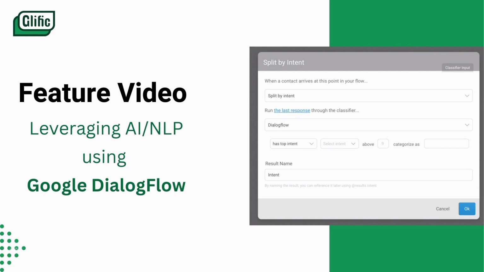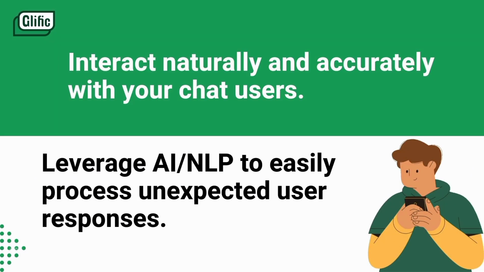In this feature video, we will understand how to use the split by intent node to enable natural language processing (NLP) in Glific. This feature enables your users to chat with your bot just as they would with any person and enables your bot to understand what the user is saying and provide the relevant response.